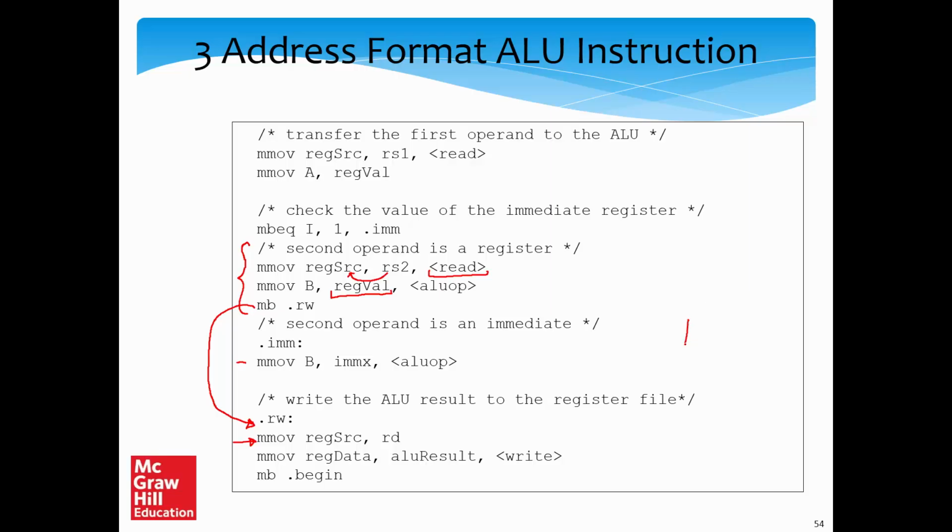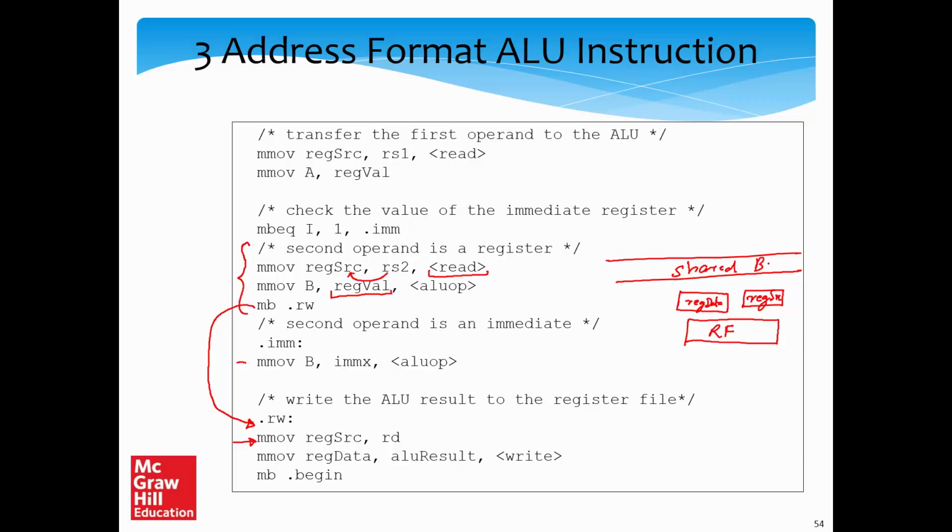So in the register file, we have the reg source micro register, which contains the ID of the register that needs to be accessed, and we have the reg data micro register, which contains the data that needs to be written. And then again, of course, we have the shared bus.